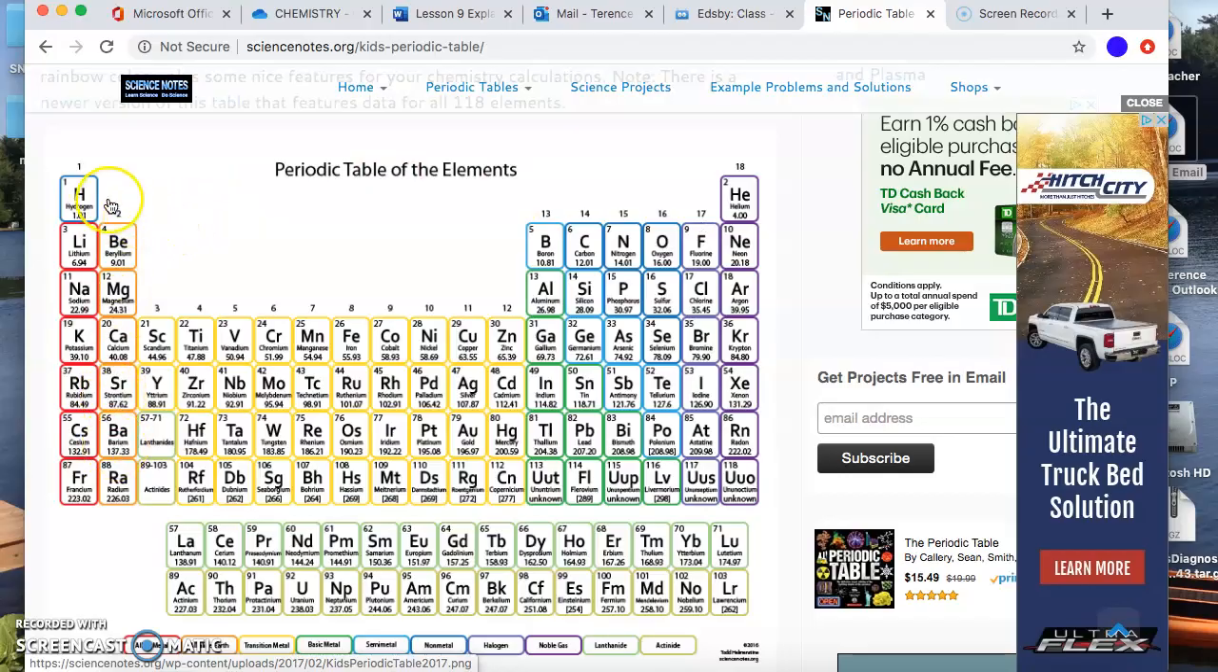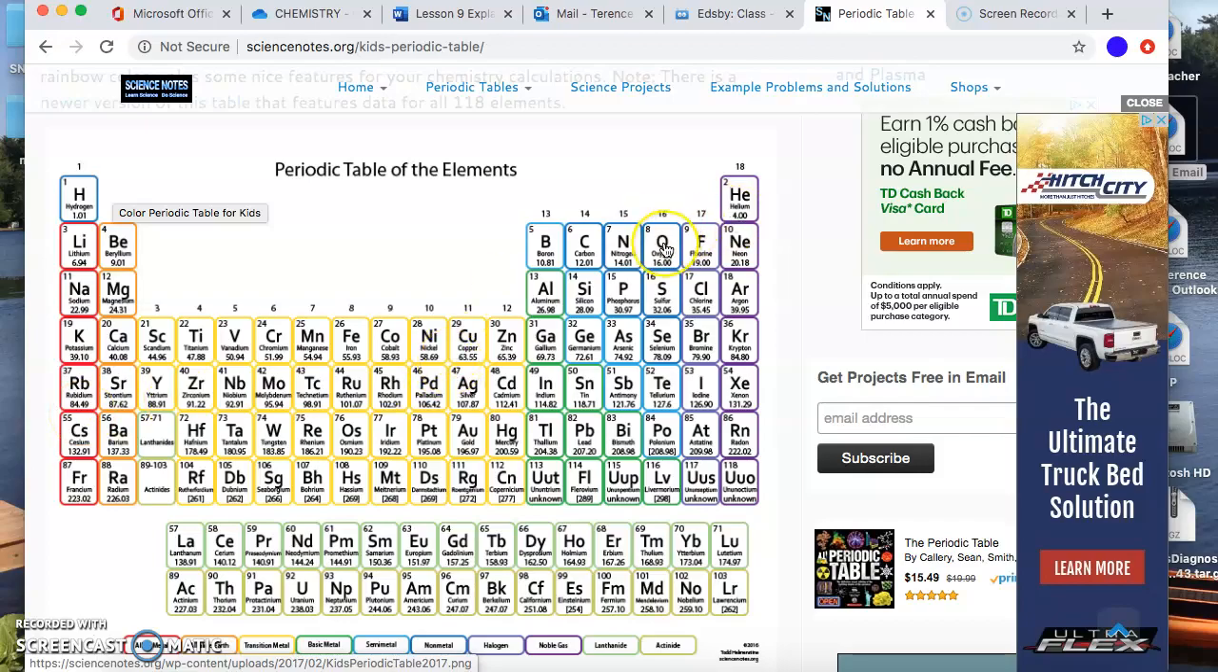Moving in, 2 in its outer orbit. So it would want to lose those 2. It's easier to lose 2 than gain 6. So it would lose 2. And then it would have a full outer orbit. It's easier to lose 1 than 2. That's why our alkalis are more reactive than our alkaline earth metals.